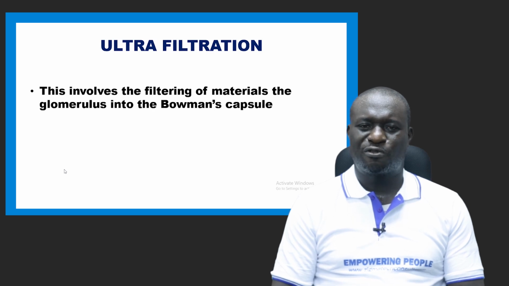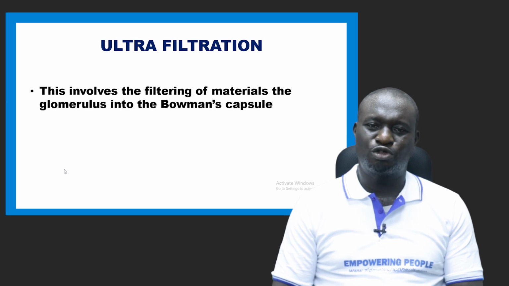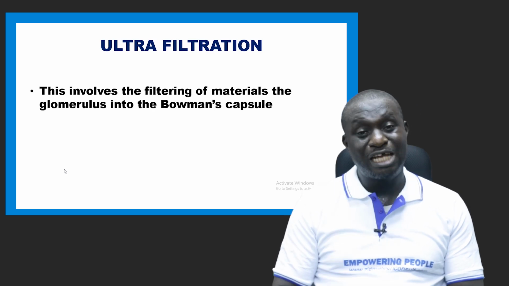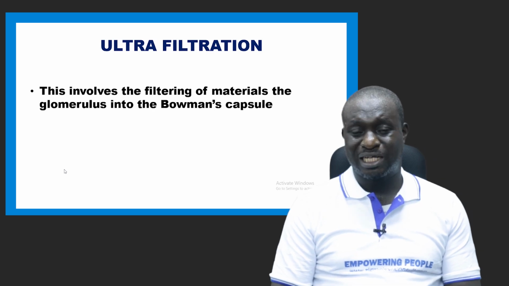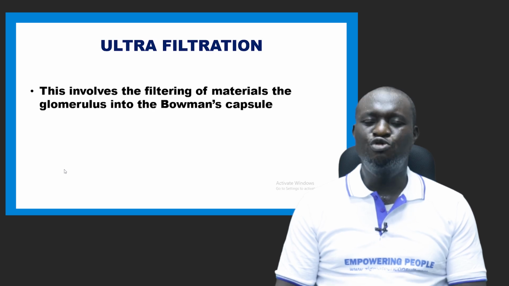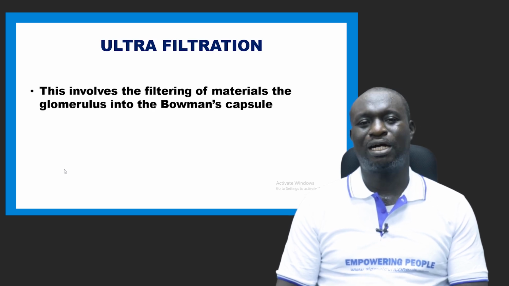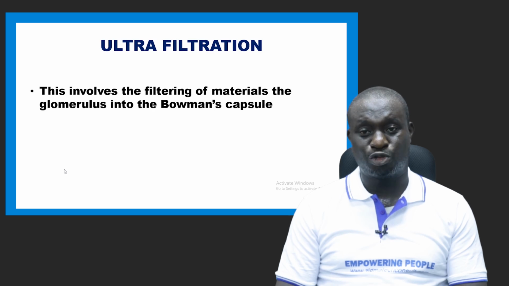Now, of course, you know what filtration is. Filtration is actually a process of separating an insoluble solid from a liquid. So that is actually what takes place. Now, the useful materials return back to the blood, while the filtrate, which is actually the excretory products, passes into the proximal convoluted tubules. That is after filtration.